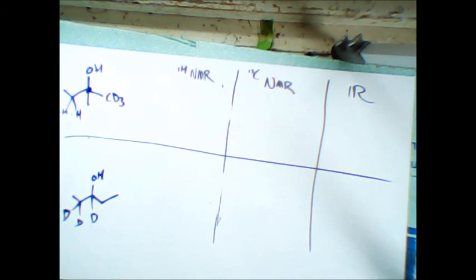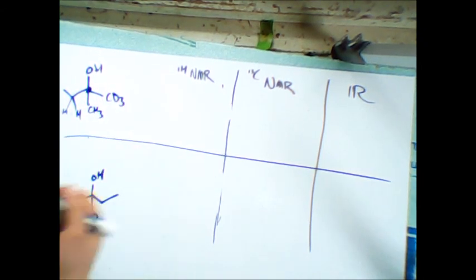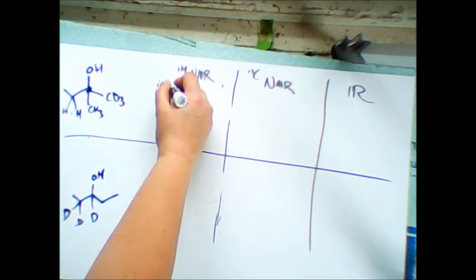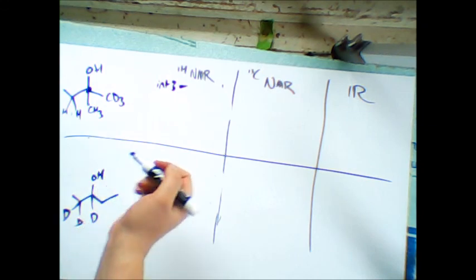Let's start in the same place we did for the first molecule, though. Let's start with this methyl group here. He's going to have an integration of 3, and he's going to be a singlet, because he's still really not talking to anybody.